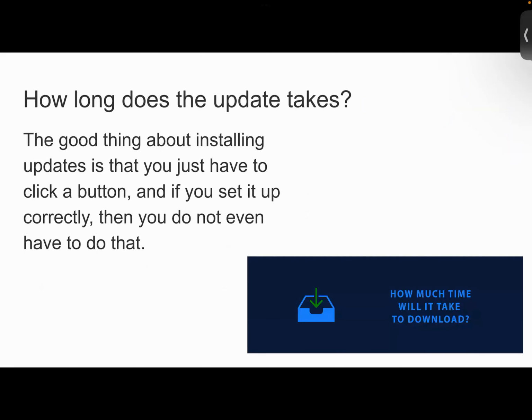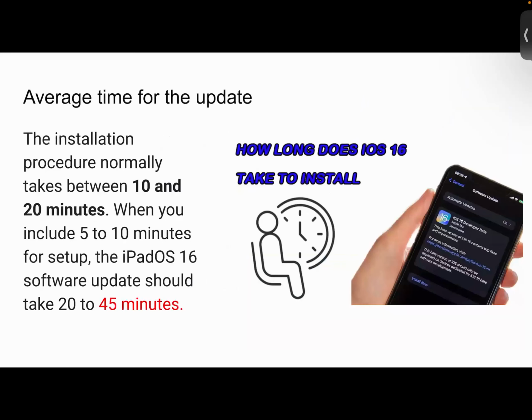These updates, you usually just have to click a button, and if you set it up a certain way and certain conditions are met, then you don't even have to do that. These will occur automatically. The average time for an update usually takes about 10 to 20 minutes, sometimes 5, again, depending on the type of update that's happening. But for new upgrades, when 16 came out last year, it may have taken some folks 20 to 45 minutes to install that upgrade.